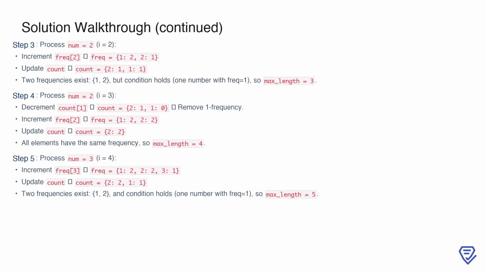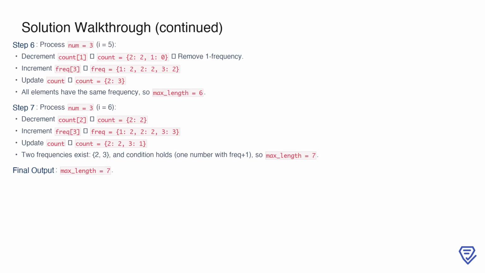For the fifth number, 3, its frequency is incremented, so frequency becomes 1, 2, 2, 2, 3, 1, and count updates to 2, 2, 1, 1. Again, two frequencies exist, 1 and 2, but the condition holds because there's only one number with frequency 1. Thus, max_length is updated to 5.